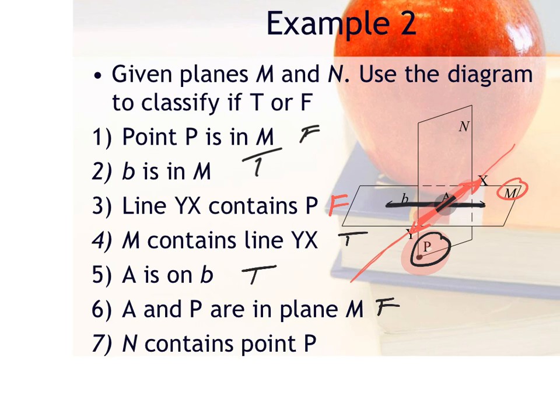N contains point P. So here's N. This is plane N. It contains point P. True, even if it's right on the border, it still contains it. It's still a part of it. It's part of that edge there. So yep, that's true as well.